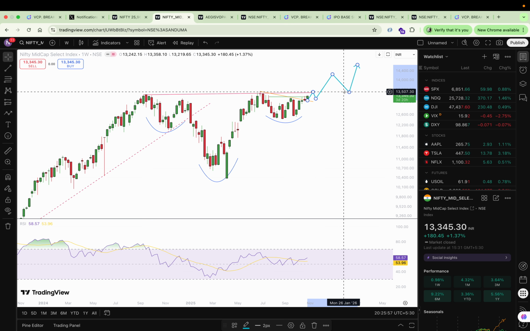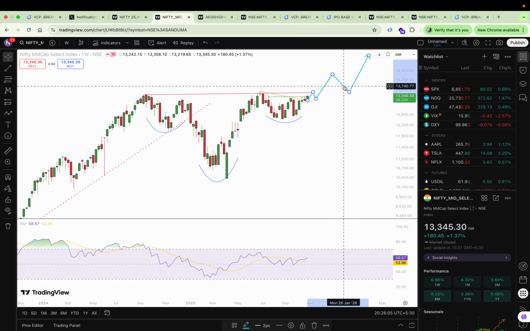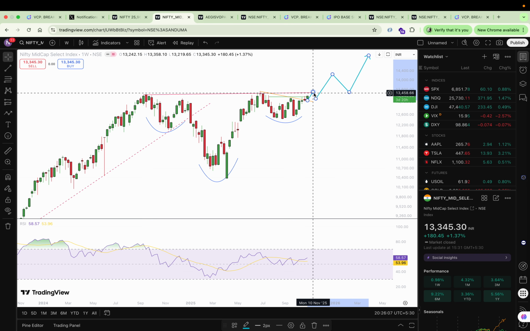Once this correction ends, that's when you will have some cash ready, so that you can invest at the right time and utilize the next bull phase. So try to do that.